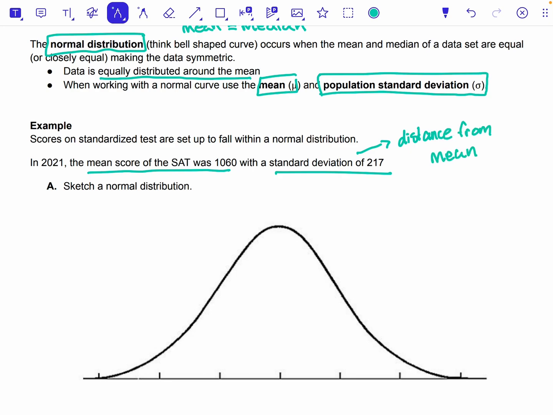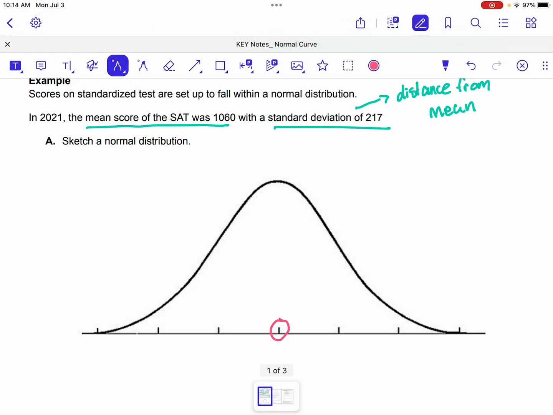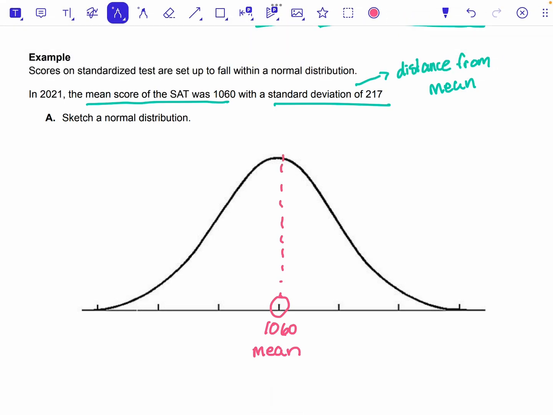Now, when setting up your normal curve, this is the basic setup, and then we label things. And you want to start in the middle. And the very middle value is always going to be the mean. So in this case, that would be 1060. We always have the mean here in the middle, because that's the middle value in our data set. Now, going off in either direction, what we care about is the standard deviation. So for each step on our normal curve past the mean, if we're going above, we're going to add one standard deviation each time.